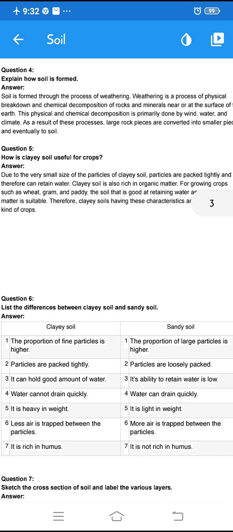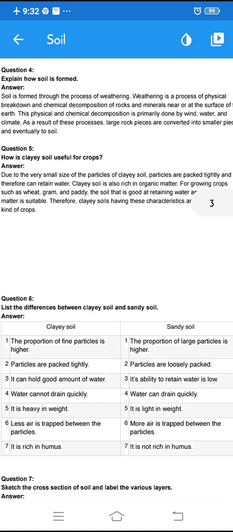Okay, so this process is done by which of the following factors? Let's see. This physical and chemical decomposition of the rocks and minerals usually takes place by wind, water, and climate. So these three factors affect the physical and chemical decomposition, that we call what? Weathering of the rocks.